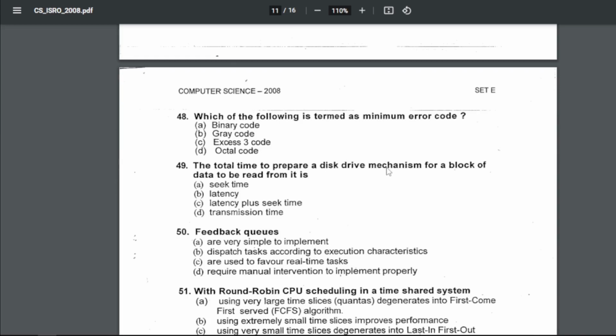48 is which of the following is termed as minimum error code? So the minimum error code, hope you remember, is known as gray code, right? Gray code is the minimum error code, because gray codes are less error prone for mechanical devices that involve making and breaking electrical circuits, because they only change in 1 bit position at a time, right? So for this gray code will be the answer.